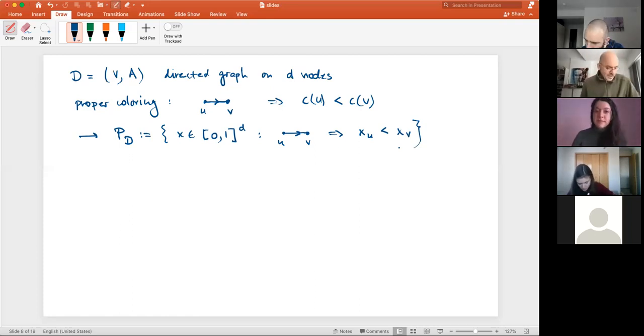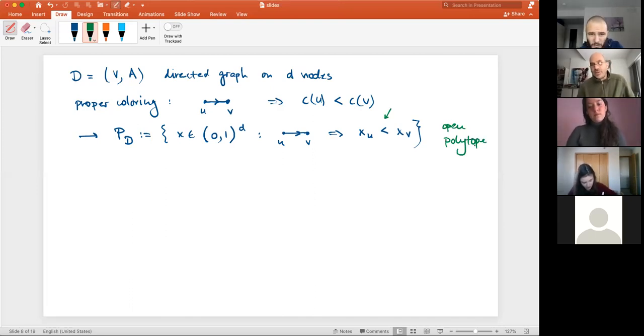So this is a polytope. Well, there's a strict inequality over here, right? So okay, we can do that. Let's make these inequalities also strict, so each coordinate is strictly between 0 and 1. Now this is an open polytope, defined by strict inequalities. That just means my polytope doesn't have a boundary.